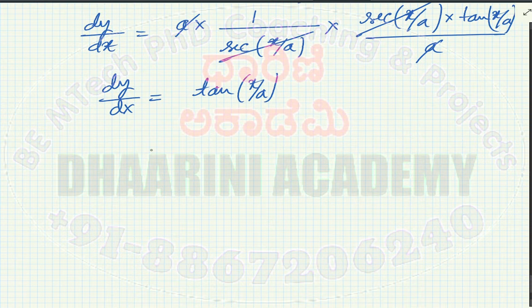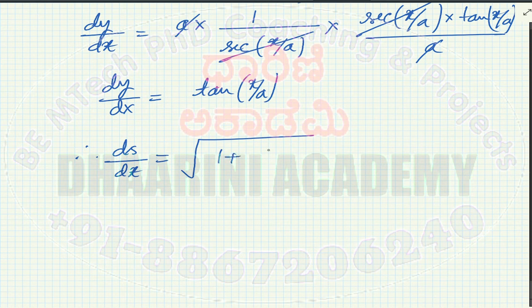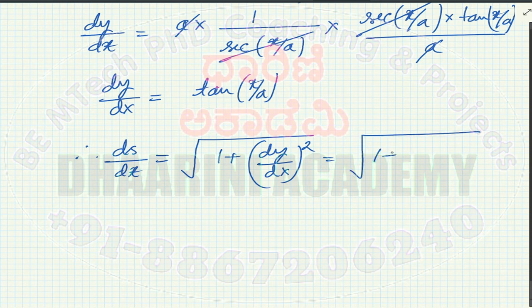So if you look at the equations of type 1, we can calculate the derivative of arc length. ds by dx is equal to root of 1 plus dy by dx the whole square. Just now I have written these equations in the first part when we discussed. So this is equal to under root 1 plus tan square of x by a.